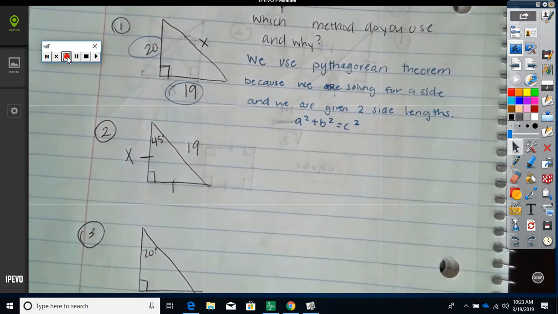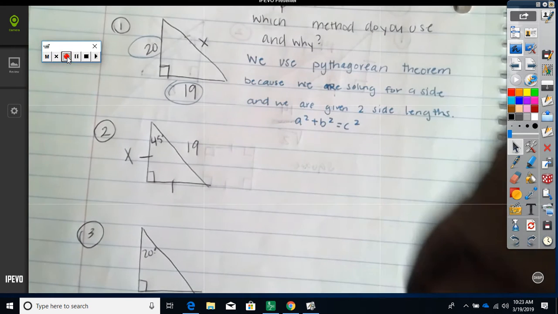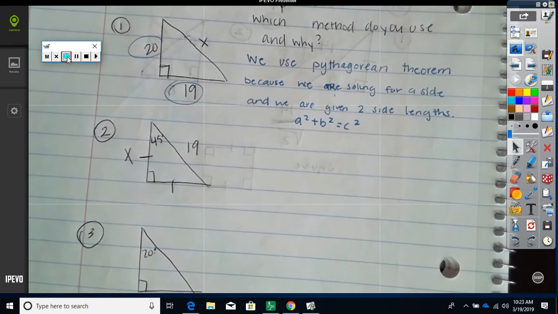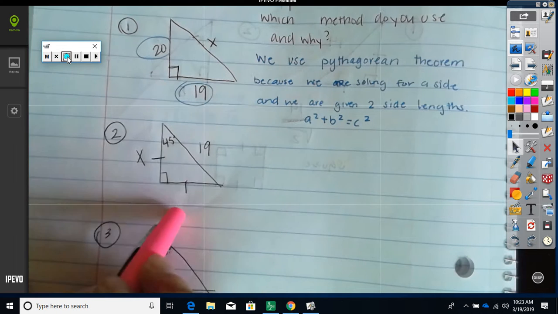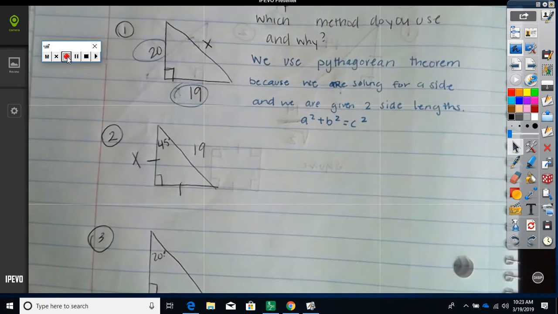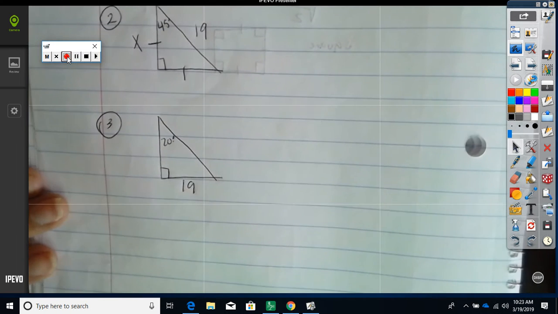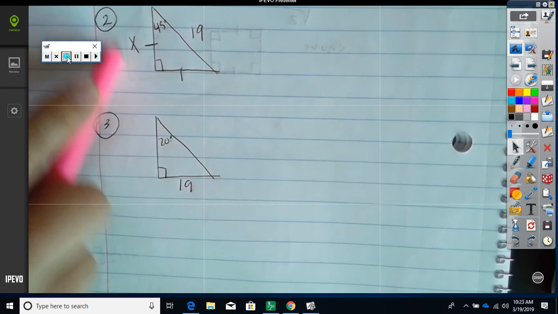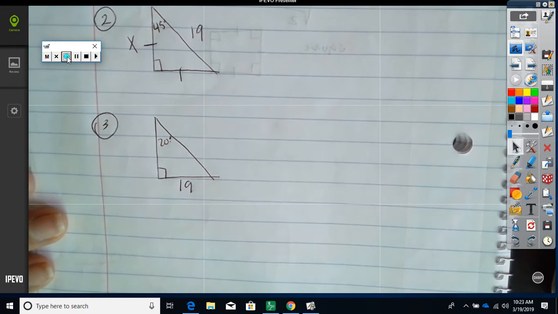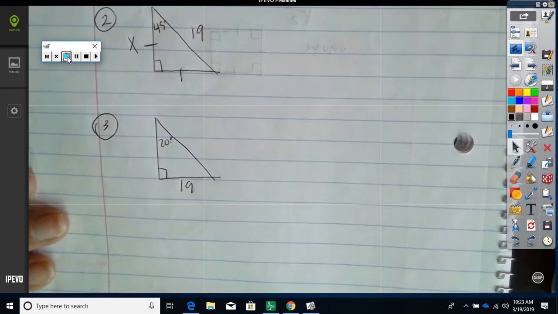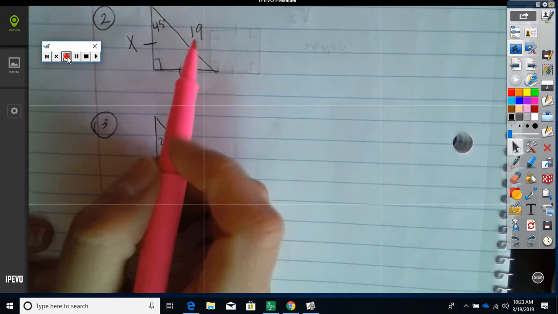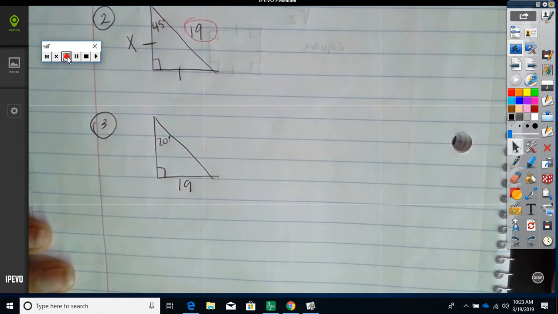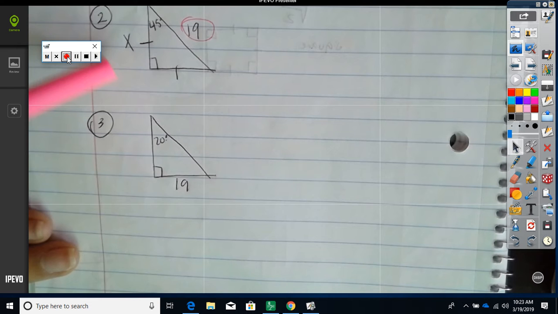Now, on number 2, you remember I've only shown you one of two methods. On number 2, do you have two side lengths? How many side lengths do you have? Just one. But what do they give you on number 2? What's different? What did they give you in the triangle?